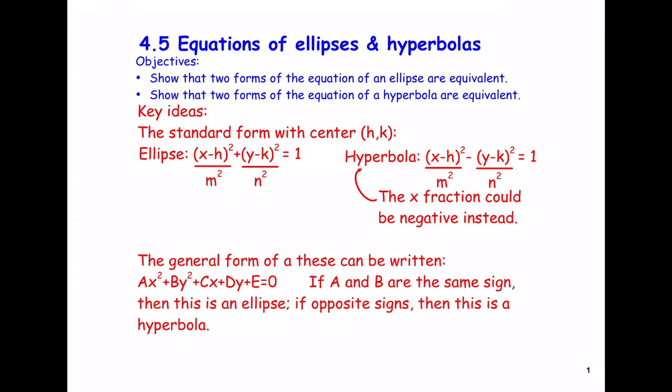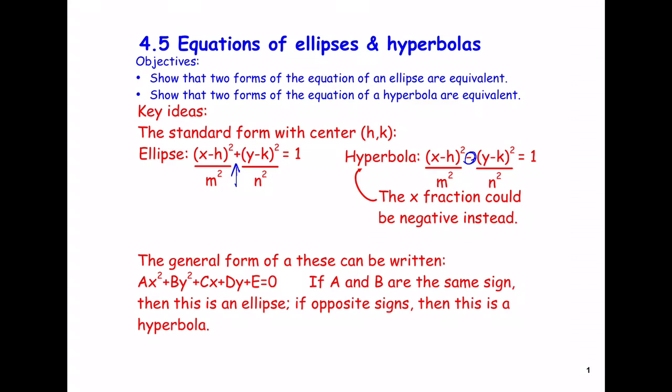The key ideas for today: the standard form with the center at h, k for an ellipse is the quantity of x minus h squared over m squared plus the quantity of y minus k squared over n squared, and it is always set equal to 1. You will notice with the ellipse there's a plus sign in between the two quantities, and both x and y are positive values.